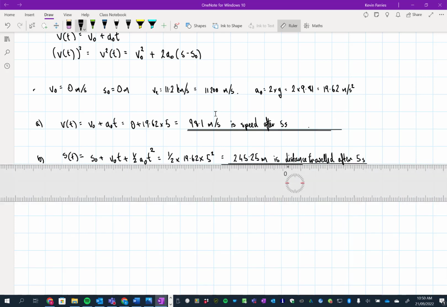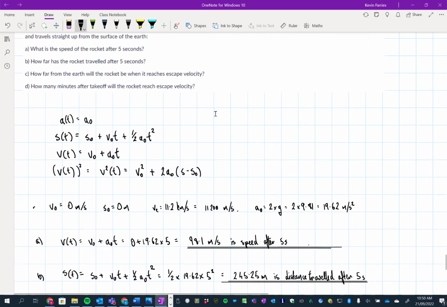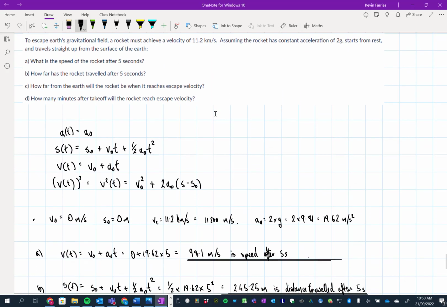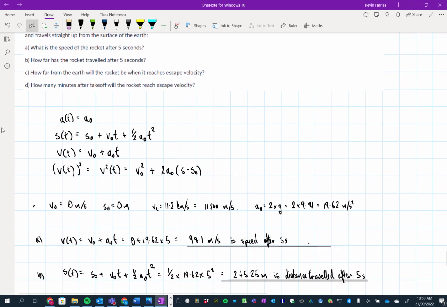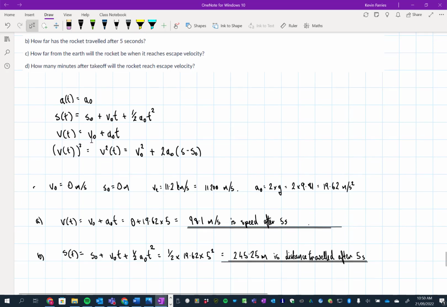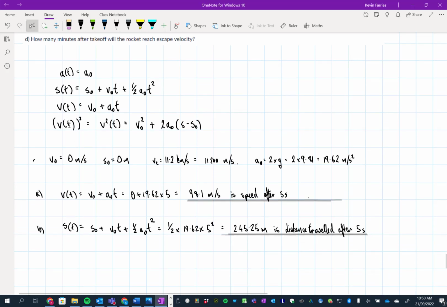So these ones you're really just substituting into the equation. For the next one we might have to solve an equation. How far from the Earth will the rocket be when it reaches escape velocity? This is an interesting one. I've written this as v at time t, but it's not really, because this is a function of s. So this is really the velocity at distance s.